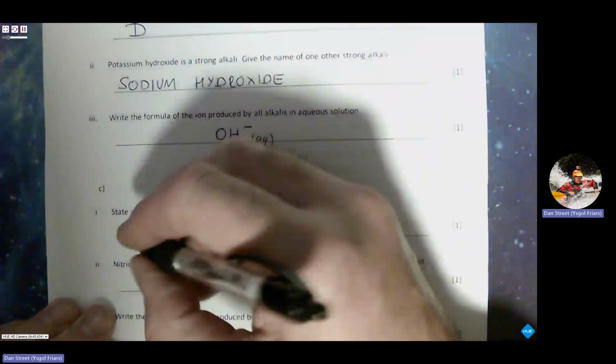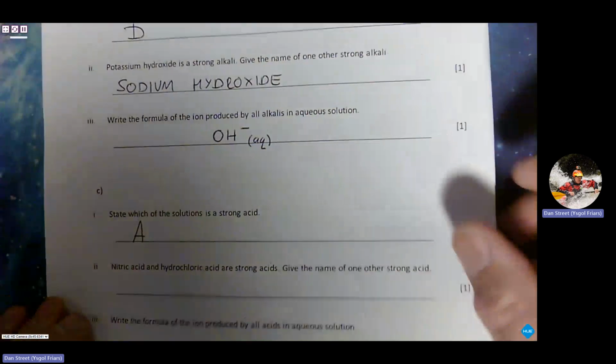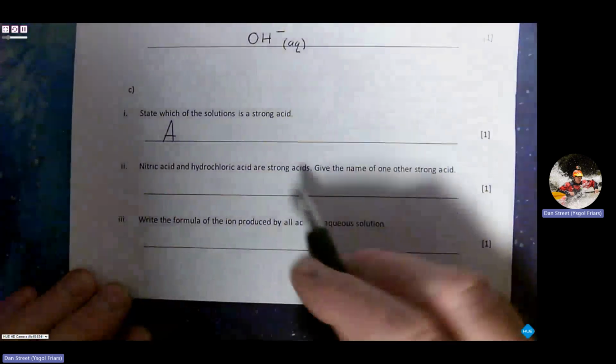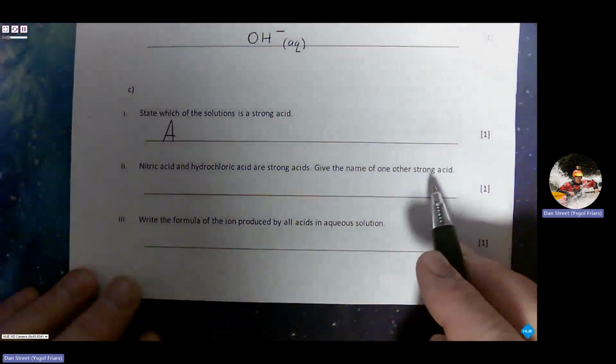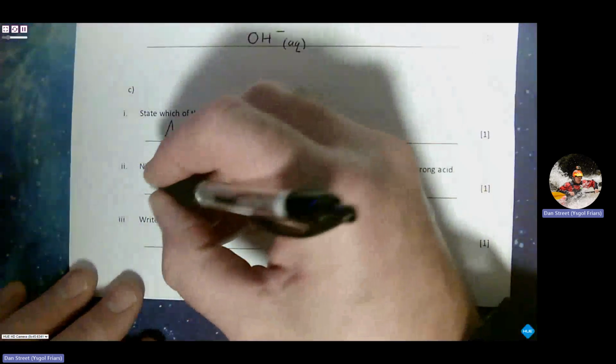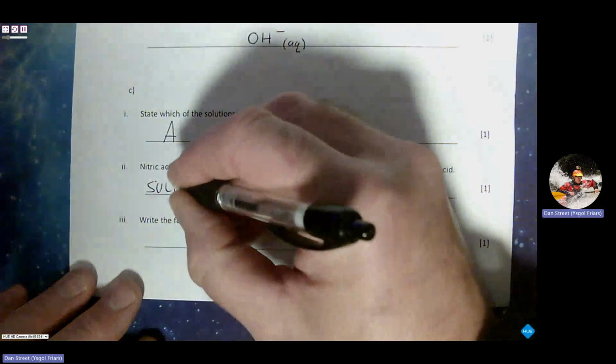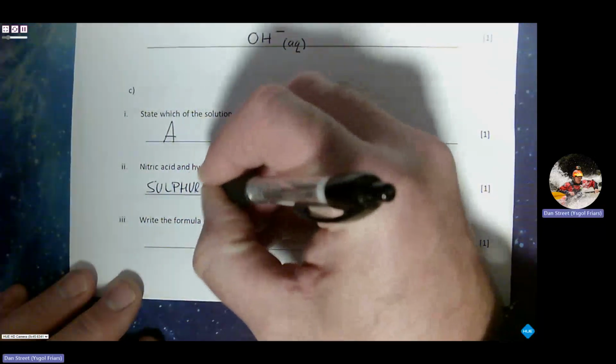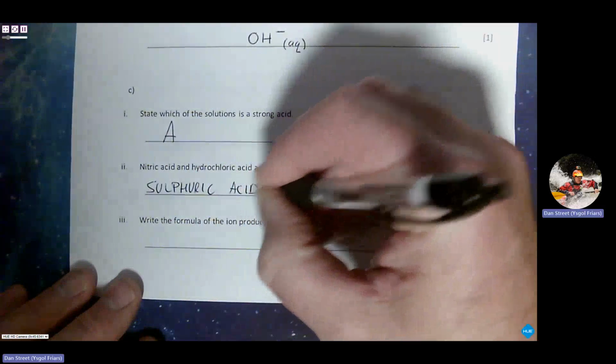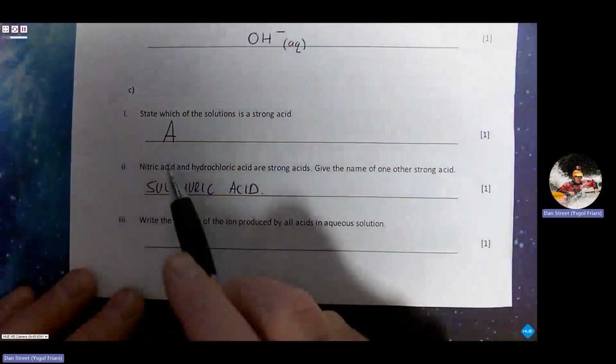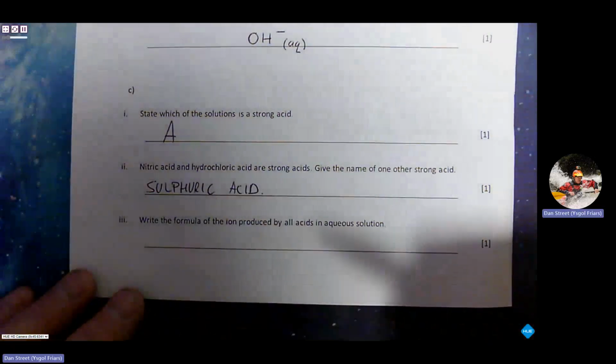The strong acid with a pH of 2. So that's solution A. Nitric acid and hydrochloric acid are strong acids. Give the name of one other strong acid. There are a number of options, but the one you should know is sulfuric acid. There are 3 acids that you need to be aware of for this syllabus: nitric, hydrochloric, and sulfuric.